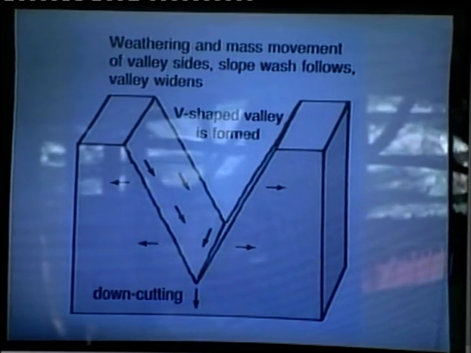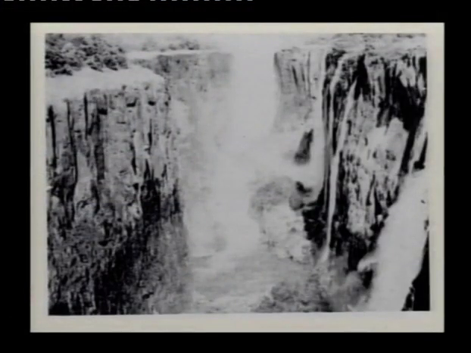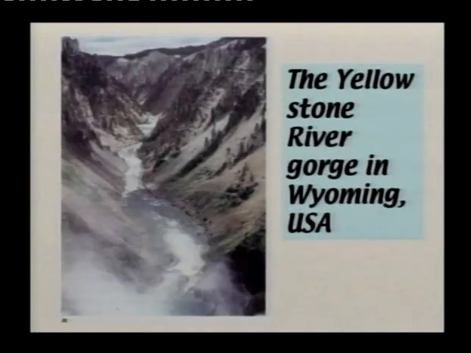Okay, we'll have an example. The gorge below the Victoria Falls, like I explained on the chart. And another example, the Yellowstone River Gorge in Wyoming, USA. Thank you.